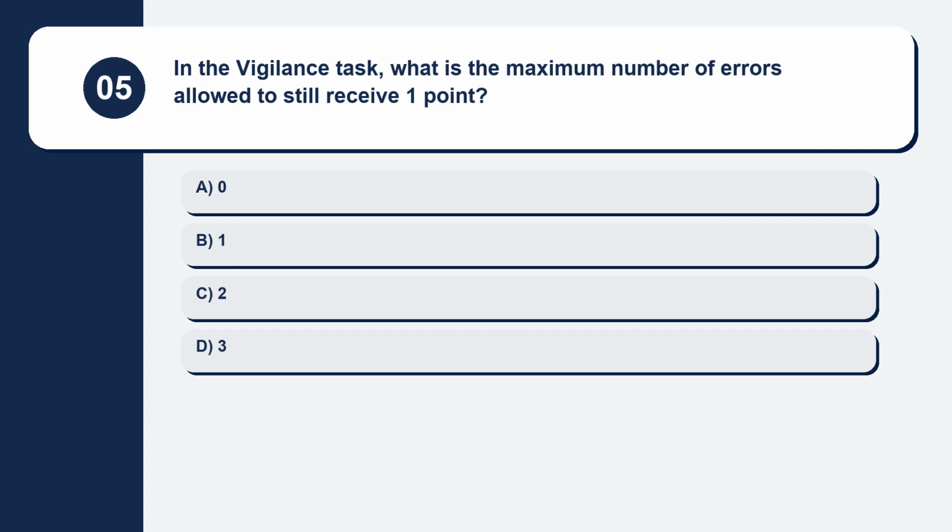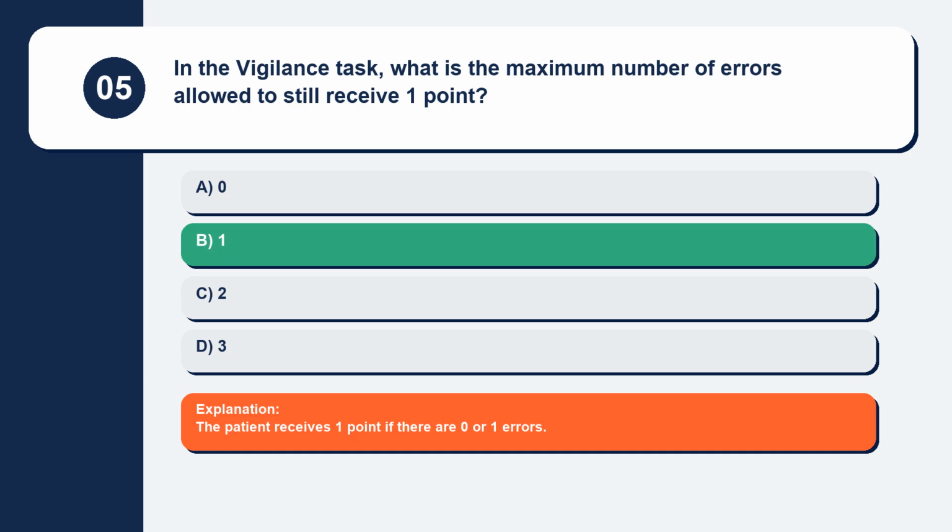Question 5. In the vigilance task, what is the maximum number of errors allowed to still receive 1 point? 0, 1, 2, 3. The patient receives 1 point if there are 0 or 1 errors.